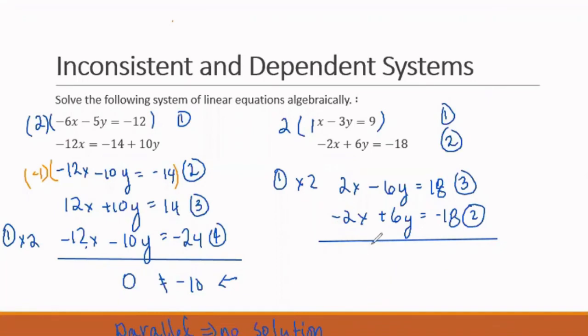2x minus 2x is 0. Negative 6y plus 6y is 0, so the entire left-hand side is 0. But the right-hand side, 18 minus 18, is also 0. So that's true. In the last case, 0 was not equal to negative 10, which is a false statement. But here we got 0 equals 0. It's not useful to us. It doesn't give me an x and a y, a coordinate, or one specific answer. But it's a true statement. And what it indicates to me is that these lines are coincident, or you could just write same line. They overlap at every point. So here we have an infinite number of solutions.